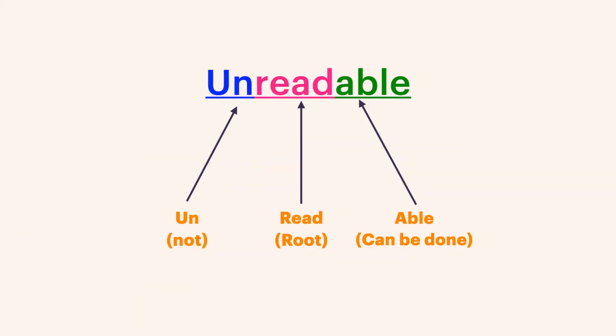So here, in this word unreadable, we will have three morphemes: un, read, able. Un means not. Read is the root word. Able means can be done.